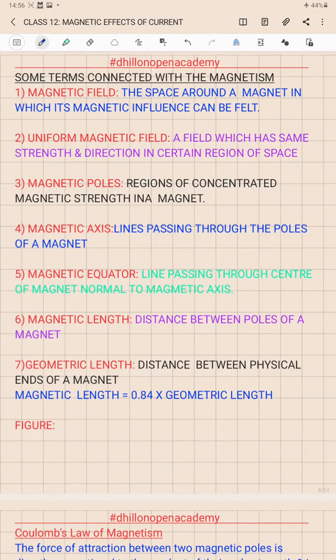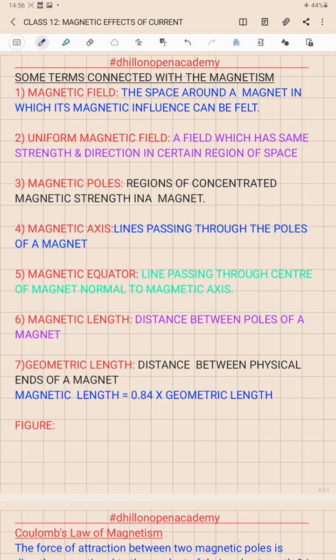Hello student, welcome to the next chapter of our third unit, which is the last chapter, magnetism. Some basic definitions and one important topic. So here we will discuss first some important terms connected with magnetism.